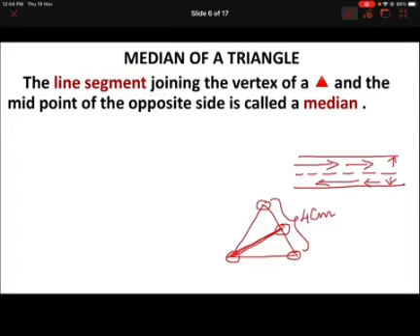You might ask, is there only one median? No, there are 3 medians, children. Is it not? So if I locate the midpoint of this side, then the line joining the vertex and this side becomes one more median. This is also a median. Then what about the third median? From this vertex to the midpoint of this side, opposite side, children. Clearly I have written here, opposite side. That becomes one more median.